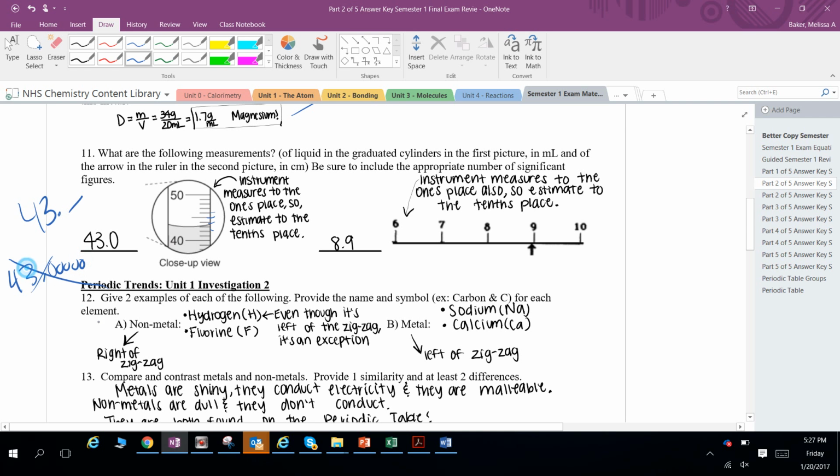I also shouldn't say 43.00000 because the instrument's not that good. So that's why there's one number after the decimal. Similarly, this goes by the ones place, 8, 9, 10, so you estimate out one more. So I can't say this is 8.99 even though it does look really close because the instrument's not that good.